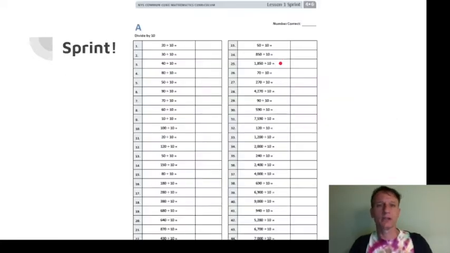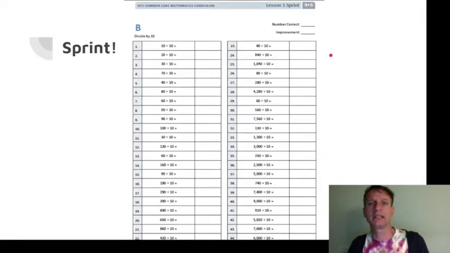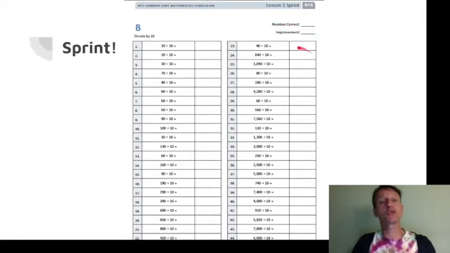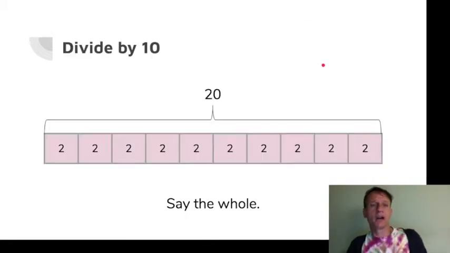Let's dig in. Okay, so there is a sprint. If you are going to do the sprint, go ahead and pause and do it. There's a side A and a side B. Mark your number correct and how much you improved when you get to side B. But as for me, we're going to plunge ahead. Let's do it.